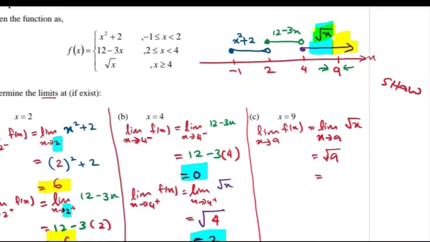Since I know that from the left and right of 9 we have the same function, it will definitely be equal. That's why I don't check. So square root of 9 is equal to 3. The value of the limit is 3.